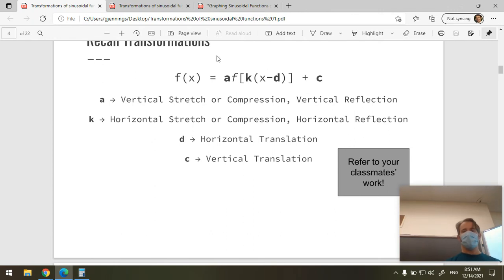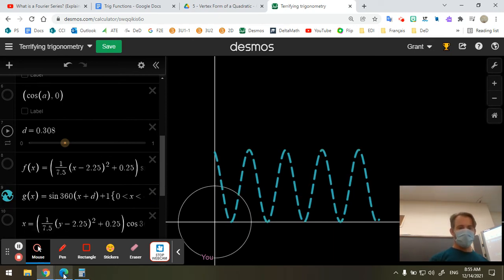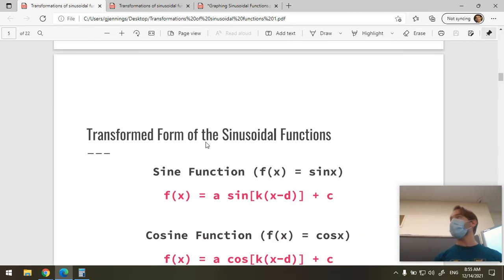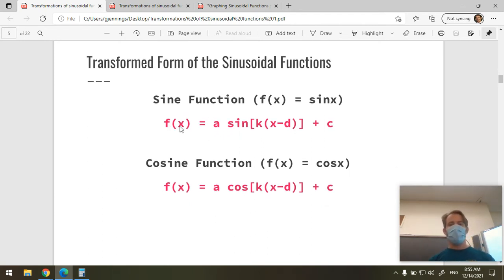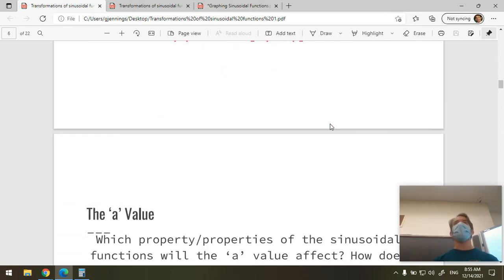So now it says, let's refer to our classmates' work to remember our transformations. All right, so carrying on. So there are all of our transformations. Now let's take a look at our transformed sinusoidal functions. This is where you're going to see the transformations showing up in sine or cosine. And so if f of x is some number multiplied by sine of k multiplied by a bracket x minus d, that's how they look. And that's how you would write them in Desmos, and that's how you're going to do your algebra on those things as well.